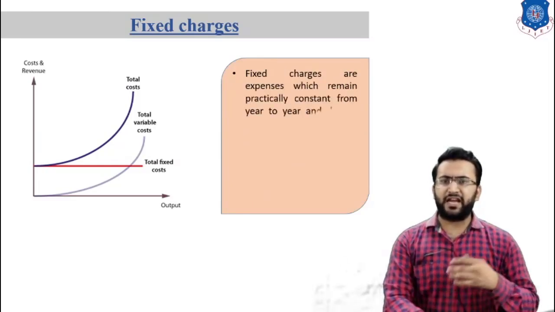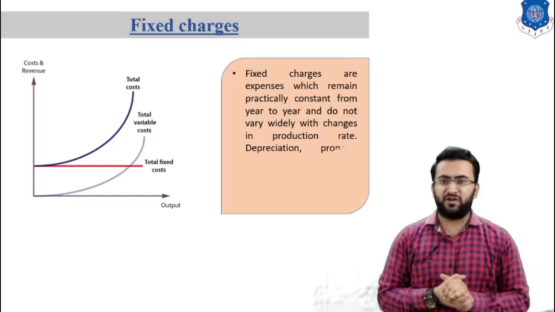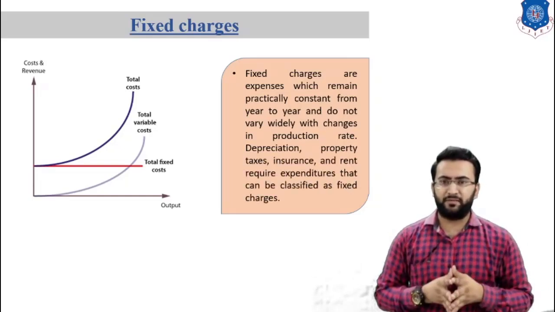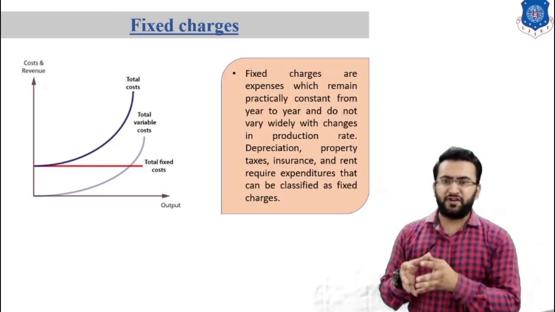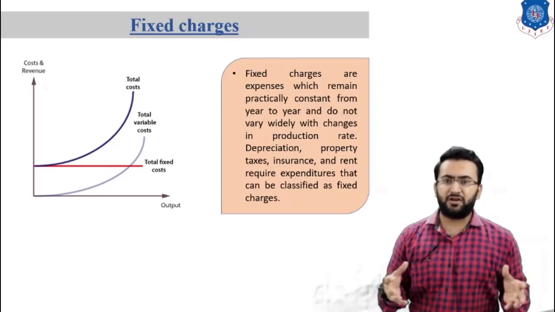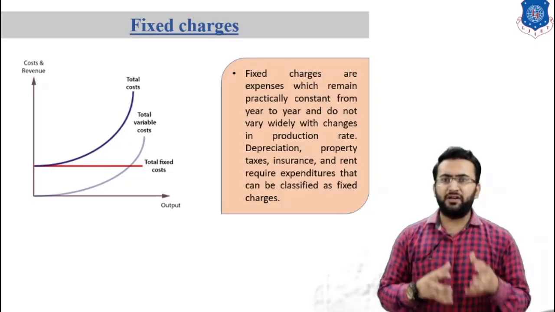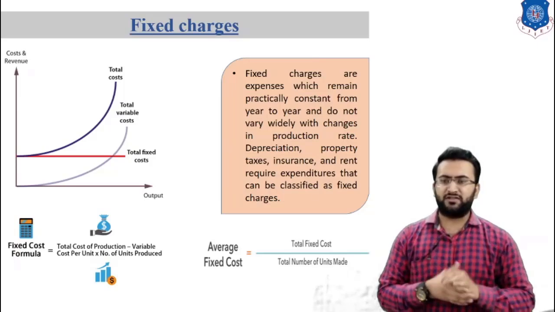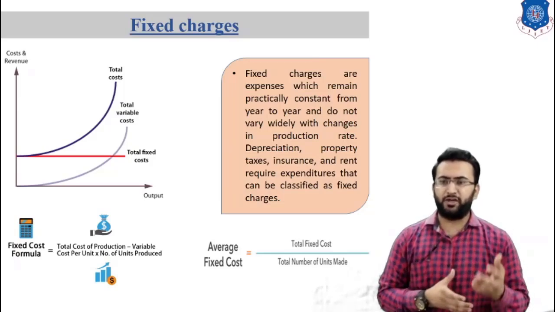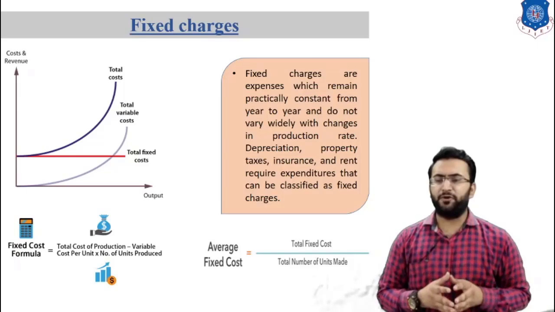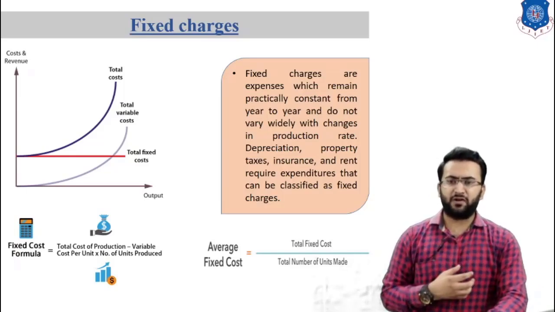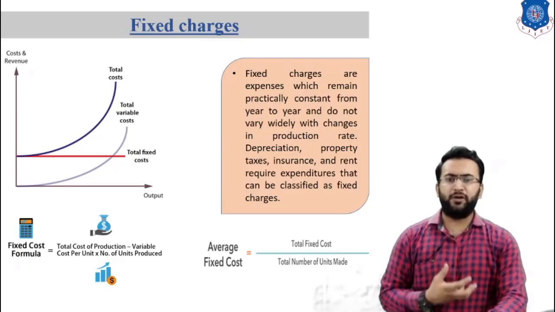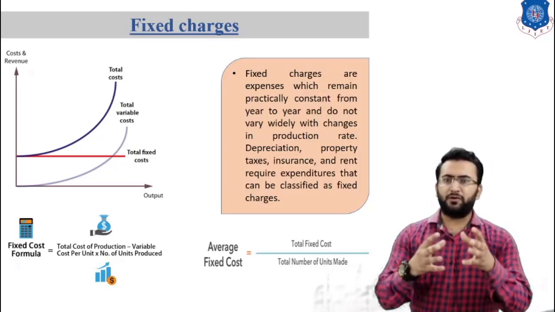Fixed charges are expenses which remain practically constant from year to year and do not change with change in production rate. For example, depreciation, property tax, insurance, and rent are considered in fixed charge. Fixed charge is calculated by total production cost minus variable cost per unit multiplied by number of units produced, and average fixed cost is calculated by total fixed cost divided by number of units produced. So this is all about fixed cost.